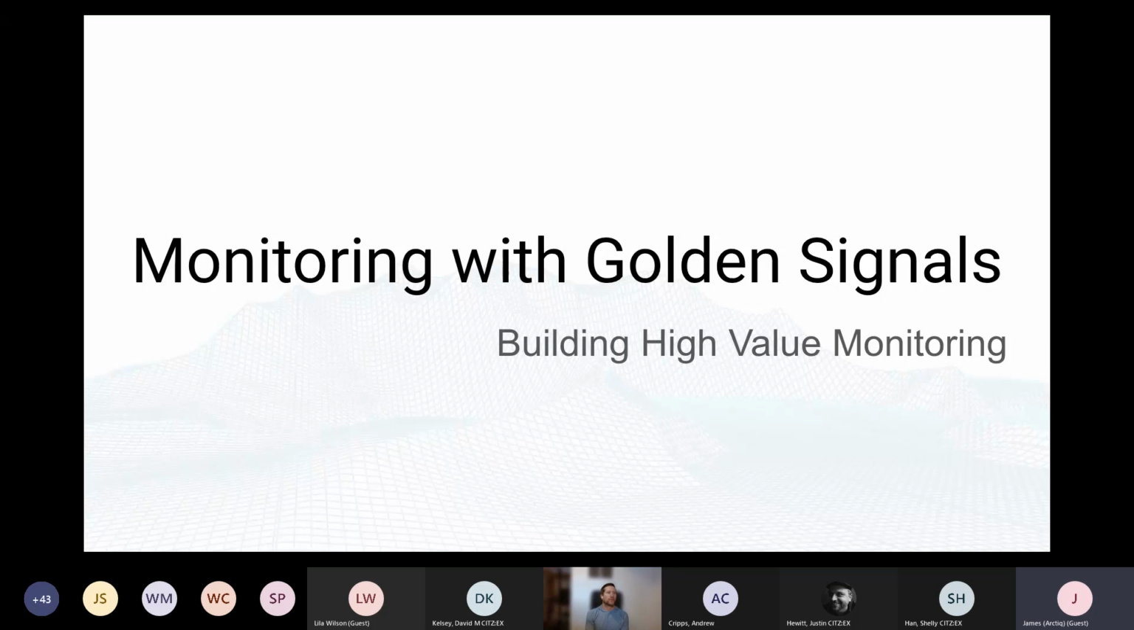And talking about building high value monitoring as a practice. This isn't going to be completely Sysdig focused or anything. It's more talking about the general practice of monitoring. So I'm going to get right into it.